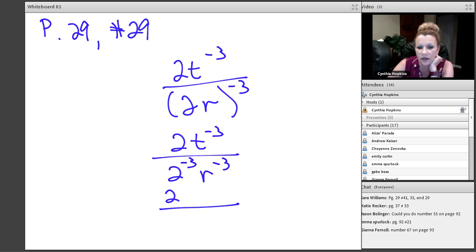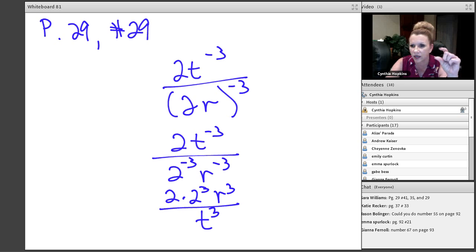The t to the negative 3, because of that negative exponent, it becomes t to the positive 3, but in the denominator. Okay, now I move to the denominator, and I have 2 to the negative 3, so that's going to become 2 to the positive 3, but in the numerator. And then I have r to the negative 3 in the denominator. It becomes r to the positive 3 in the numerator. So the negative exponents switch from top to bottom, bottom to top, because it means the reciprocal of, or 1 over. Okay, and then I just need to simplify this.